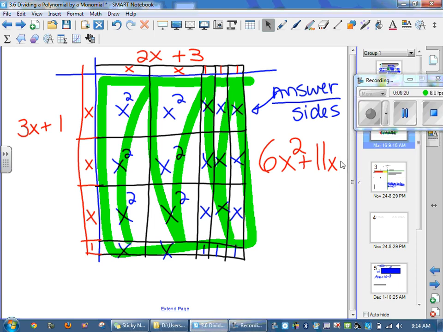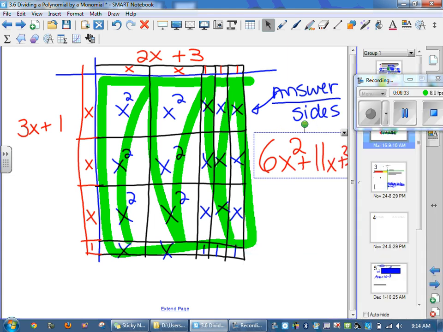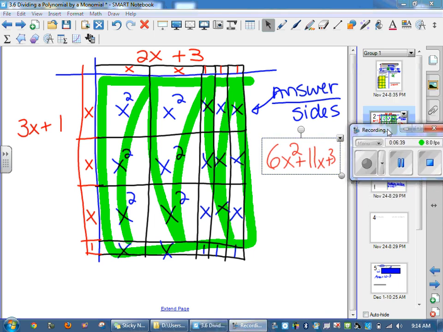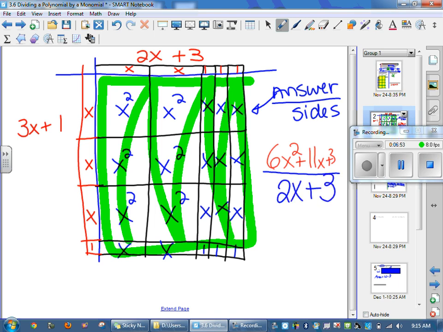Plus 3. Okay. Let's move this guy over. Whoopsie. Yeah, those have to be together. Let's group those. Now I can make it smaller. Okay. So there is our answer. Now we're going to divide it by one of the sides. Which side do you want to divide it by? Well, this is the one that they gave us, right? So we put this in the bottom. 2x plus 3. And the answer we got was the other side. So we would say it equals 3x plus 1.